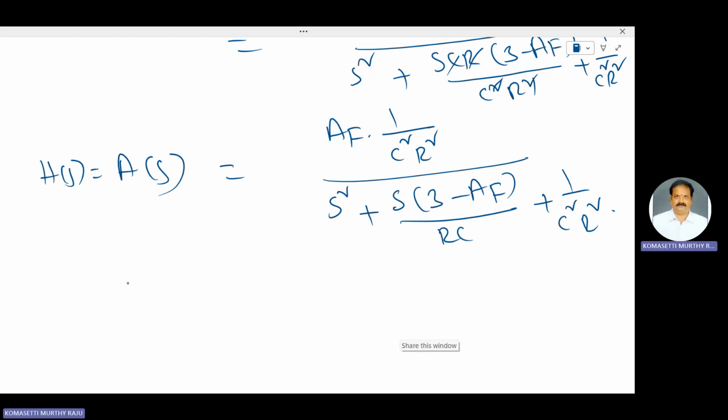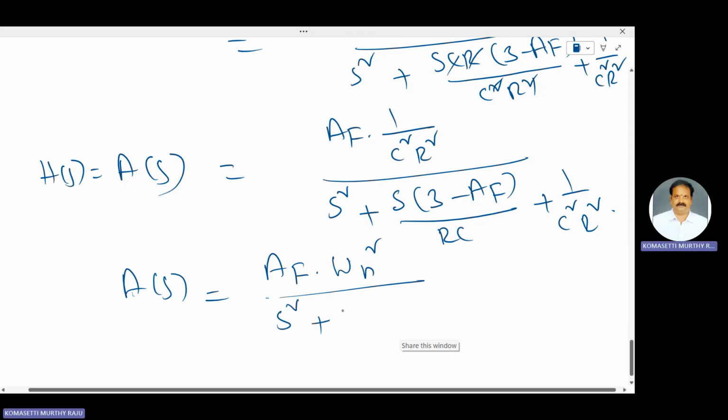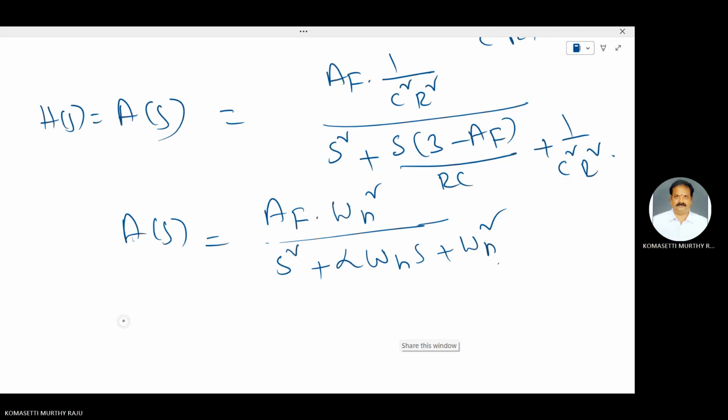For a general transfer function, the transfer function of a low pass second order system, electrical, mechanical, hydraulic or chemical, can be written as A of S is equal to AF omega H square by S square plus alpha into omega H S plus omega H square. Compare these two expressions.